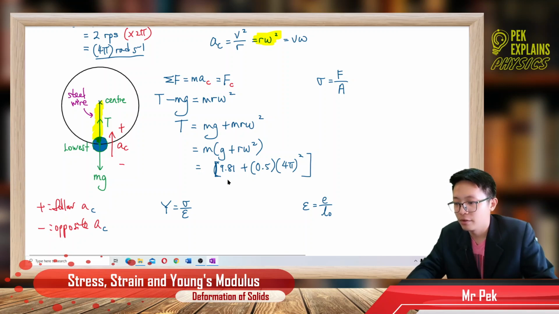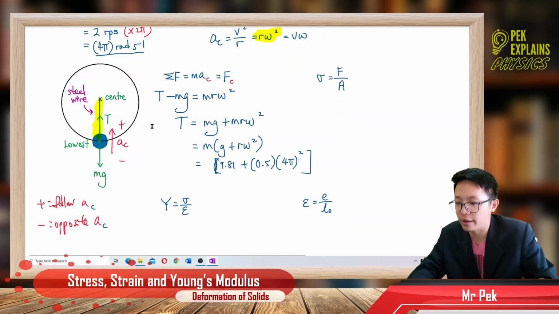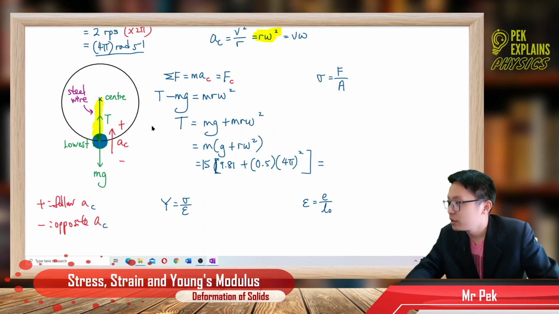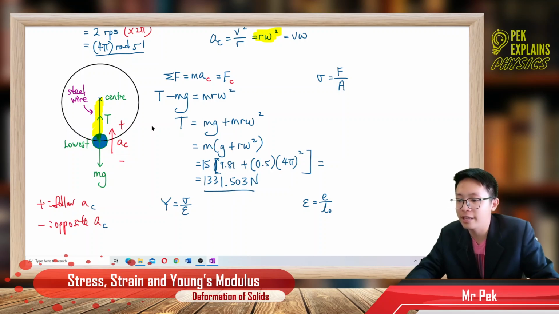Yeah, this mass is 15 kilogram. So just substitute 15 there. What do I get? I get the answer after calculating: 1331.503 Newton. That's the tension in the wire.